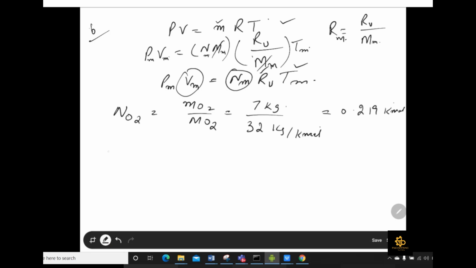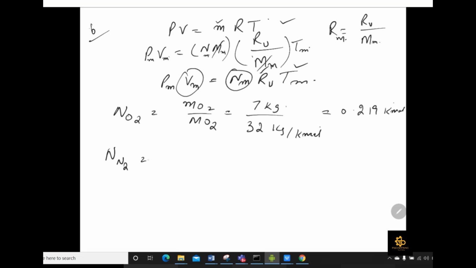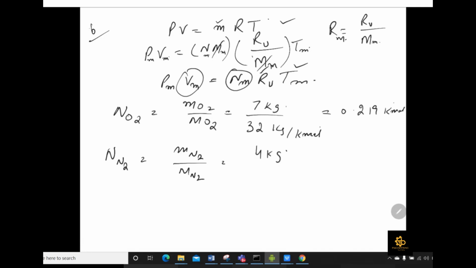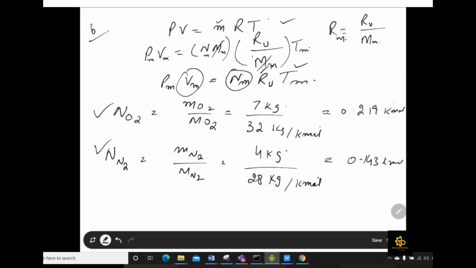Okay, so similar thing you have to do for the second component, which is the N2. So number of mole for N2 is equal to mass of N2 over molar mass of N2. Okay, so mass of N2 is 4 kg, just mentioned in your question, and molar mass of N2 is equal to 28 kg per kmol. Okay, so now you can just take the ratio of these two, you will get 0.143 kmol. Okay, so now we have both of these things, the number of mole for O2 and number of mole for N2.